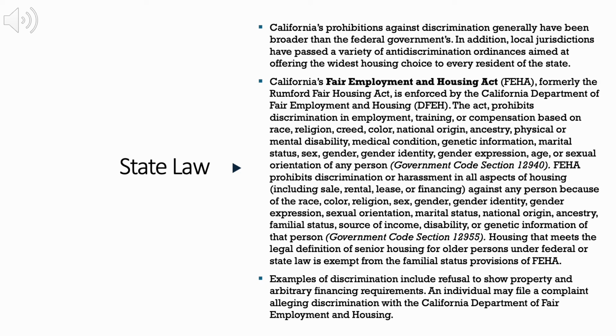FEHA prohibits discrimination or harassment in all aspects of housing, including sale, rental, lease, or financing, against any person because of the race, color, religion, sex, gender, gender identity, gender expression, sexual orientation, marital status, national origin, ancestry, familial status, source of income, disability, or genetic information of that person, Government Code Section 12955. Housing that meets the legal definition of senior housing for older persons under federal or state law is exempt from the familial status provisions of FEHA. Examples of discrimination include refusal to show property and arbitrary financing requirements.